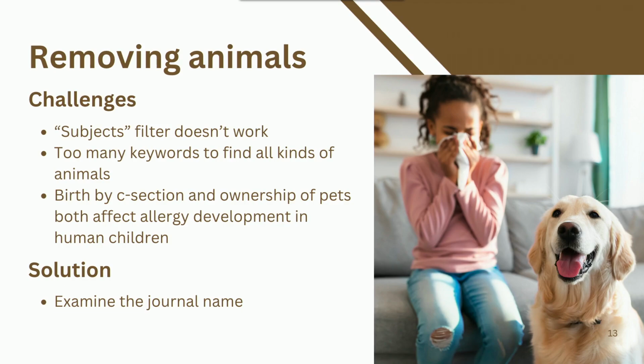I'd have to think of all of the creative ways that scientists use to talk about animals, like canines and pups and dams, and worse. I found a lot of studies that look at why human children develop allergies, and a protective factor against that can be ownership of pets. So fortunately, I did find a solution, which was examining the journal title. This could be done using database syntax, but I actually ended up using Python. I'll come back to how I did that in a bit.